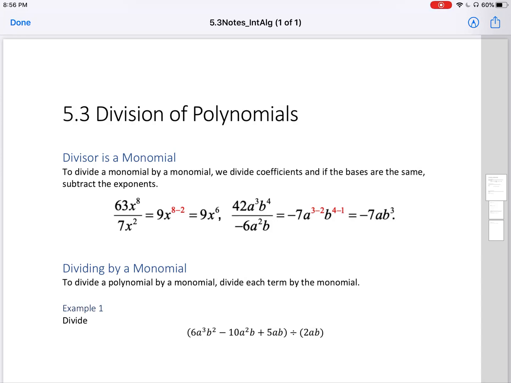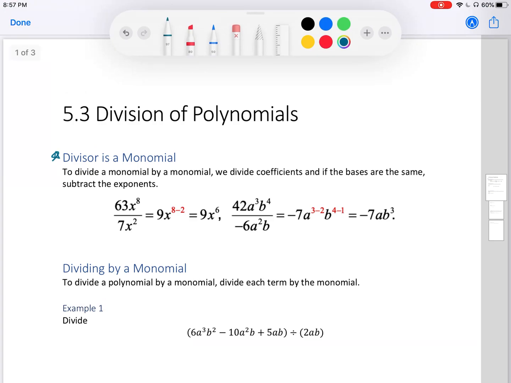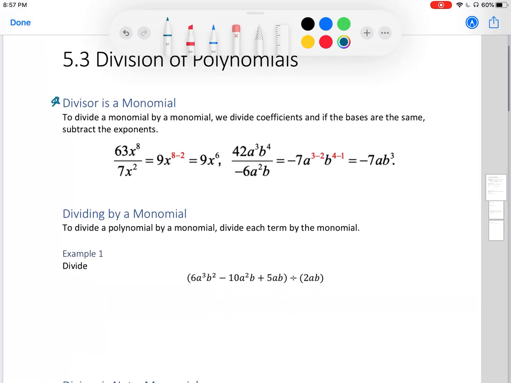Hi there. Let's continue with section 5.3, division of polynomials. Let's begin with when the divisor is a monomial. To divide a monomial by a monomial, we divide coefficients, and if the bases are the same, subtract the exponents.